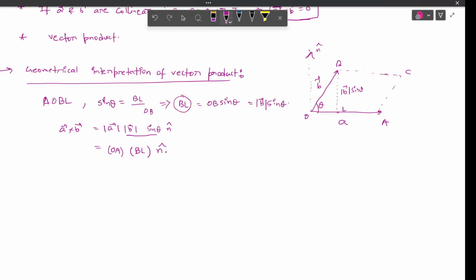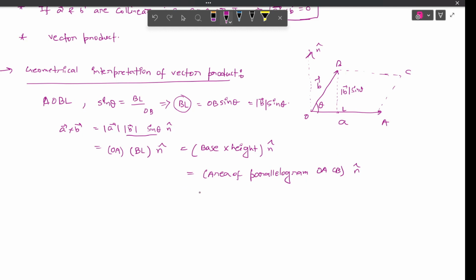Now this OA is your base, and this BL is your height: base into height into n cap. So base into height is your area of parallelogram. So you can say this is the area of parallelogram OACB multiplied with the direction vector.